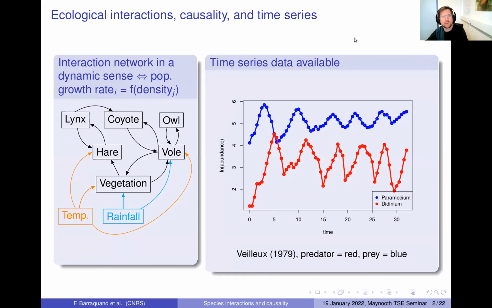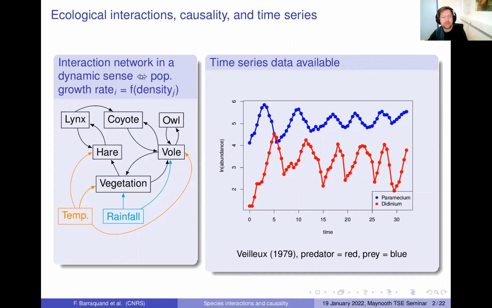So when we think about interactions in ecology, we can mean very different things. So it's important to stay precise on exactly what we mean. So here and in the remainder of the talk, I will think about an interaction network in a dynamic sense, not only who eats whom, well, not who eats whom, but who has an effect on whom.